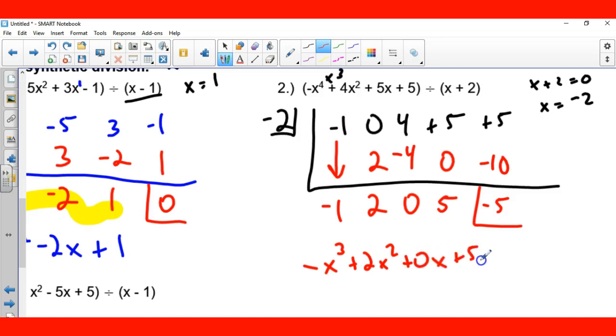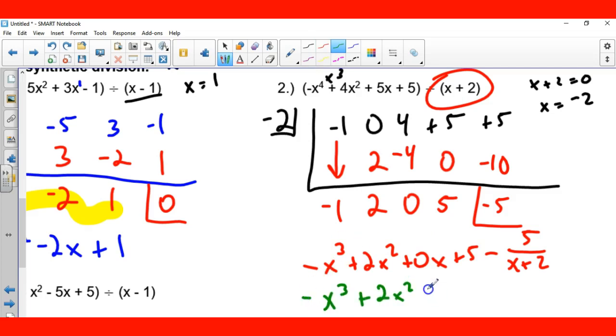So here I'm just going to write it so you can see it. Plus 5 minus, this is negative, so -5 divided by our divisor. That's our divisor, x plus 2. Just to simplify without the 0, let me write it out so you can see it: -x cubed plus 2x squared plus 5 minus 5 divided by x plus 2. I did not write the 0x this time because 0 times x is 0. There's no need to write it.